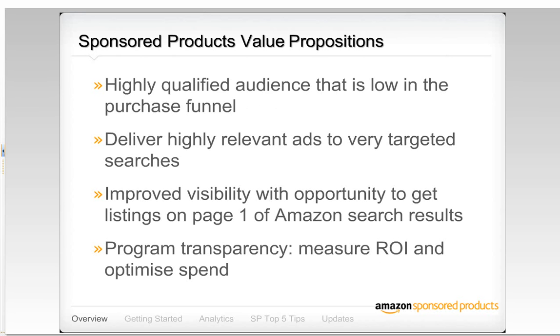Shoppers on Amazon are entering specific keywords to search for products to buy, and your ads may appear based on this search behavior. Next, your product visibility is improved with the opportunity to have your product shown on page 1 of a customer's search results. Lastly, sponsored products reporting allows you to directly measure and optimize your ad spend.